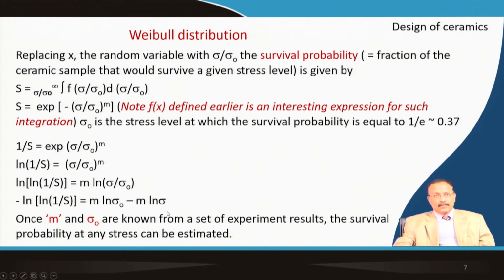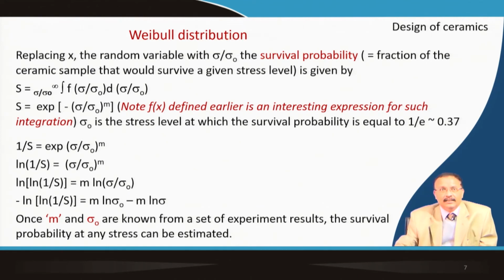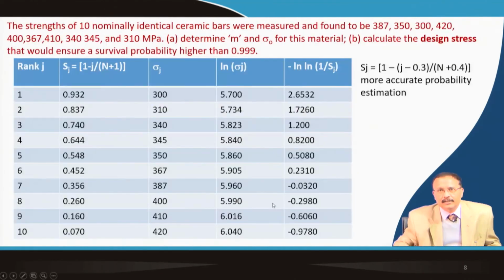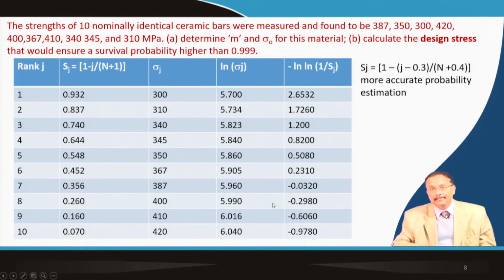So, once this m and sigma 0 are known from a set of experiment results, eventually you can put them back here, and then you can calculate the survival probability at any stress level, you can estimate it. So, this is the theoretical foundation of the two parameter Weibull distribution, and I will cite one example to illustrate this phenomenon in a better way.